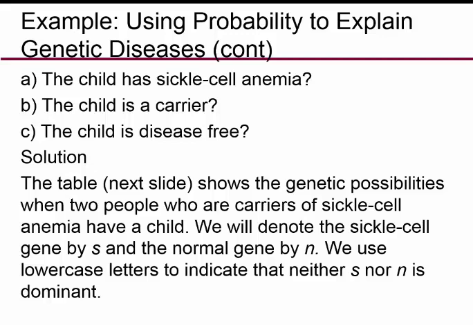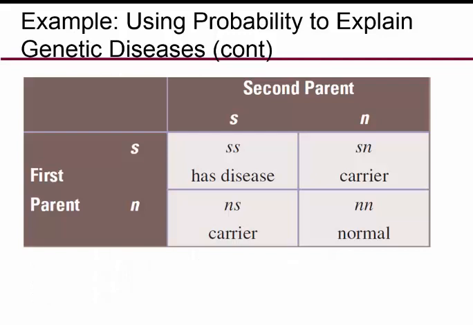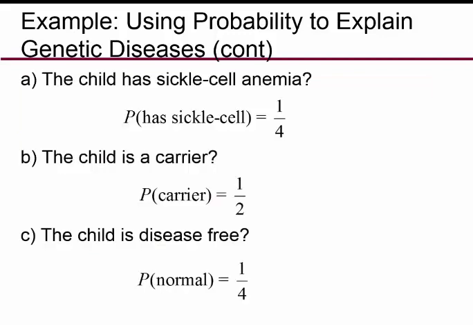Now, the table in the next slide shows the genetic possibilities when 2 people who are carriers of sickle cell anemia have a child. We're going to denote the sickle cell gene by S and the normal gene by N. Now, we use lowercase letters to indicate that neither S nor N is dominant. So as you can see, we have SS, SN, NS, and NN. So the probability the child has sickle cell anemia is 1/4. The child is a carrier is 1/2, and the child is disease-free is 1/4. And that's the end of section 13.1.